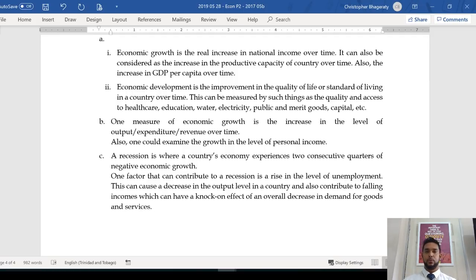Right, so when people lose their jobs, the output level could fall. You have fallen incomes, which could lead to an overall decrease in demand for goods and services, which can ultimately lead to falling GDP, which is how we get to a recession, not so? All right.